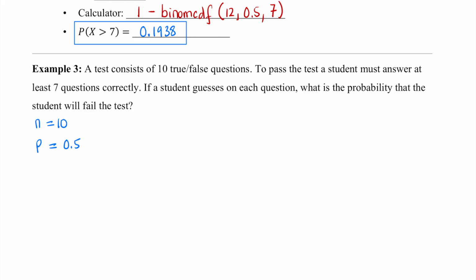Now, let's determine what probability we're looking for. A student passes the test by getting at least 7 questions correct. That means the student fails by getting fewer than 7 correct. So we want to find the probability that the student will fail the test. That means we want to find the probability that x is less than 7.